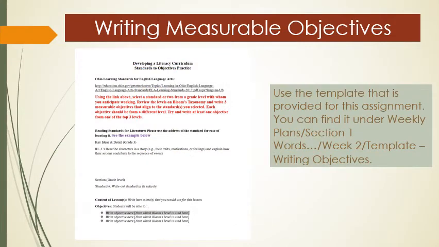As you're working on this assignment, make sure that you access the template that has been provided for you for this assignment. You can find it under Weekly Plans, Section 1, the Words section, Week 2, and then if you scroll down towards the bottom of the resources that are noted for you there, you'll see a template, Writing Objectives. And if you'll notice, there is an example for you on the template of how I want you to lay out the information with where you found the standard.